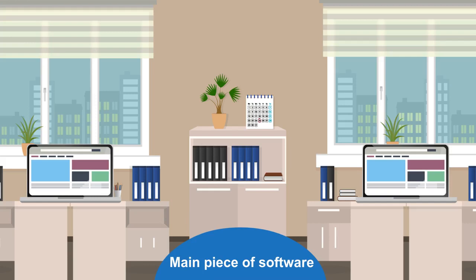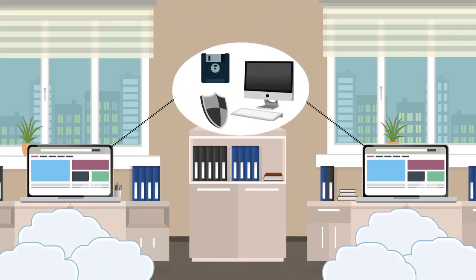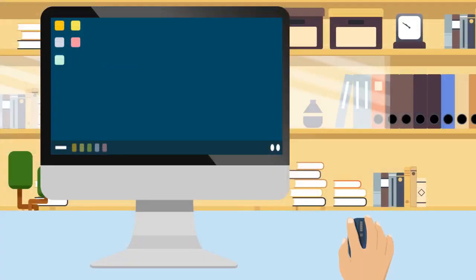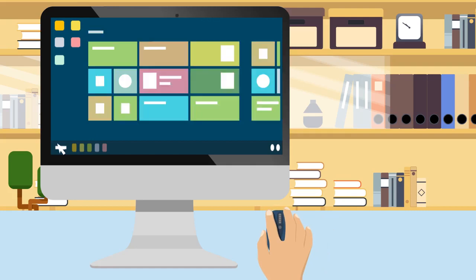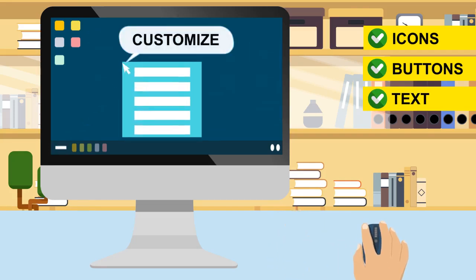The operating system, sometimes called the OS, is the main piece of software that runs in a computer. The operating system manages all other software and hardware parts of the computer and provides a way for you to communicate with the computer. Modern operating systems are designed with graphical interfaces containing icons, buttons, and text that make it easy for people to use the computer. You can even customize the look and feel of your operating system so that it's easier for you to use in the way you'd like.